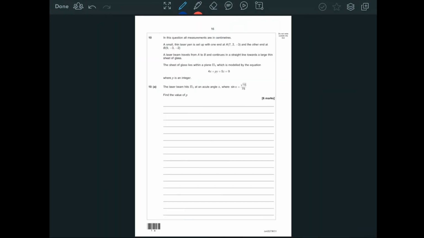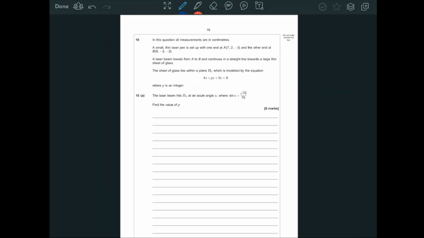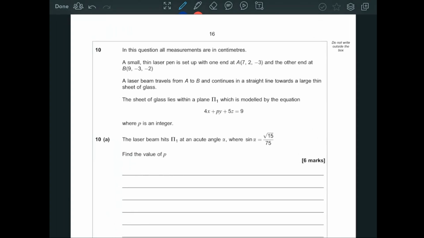Moving on to question 10. We have everything in centimeters. We have a thin laser pen with 2 coordinates. The laser beam travels from A to B and continues towards a large thin plane of glass. The glass lies in a plane as so, and it hits at an acute angle where alpha is that.